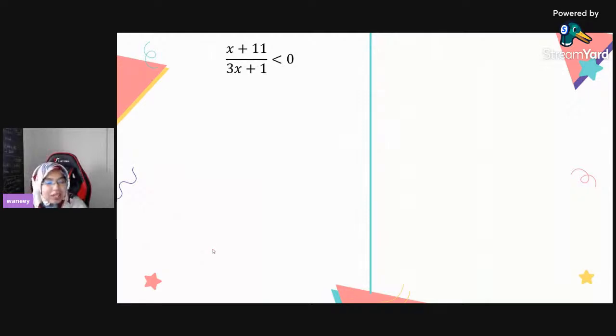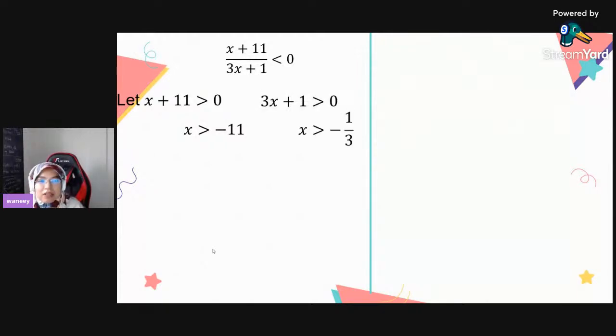So I'm going to let my numerator to be greater than 0. So x plus 11 greater than 0. X will be greater than negative 11. And then take your denominator. 3x plus 1 greater than 0. X will be greater than negative 1 over 3. And then make sure to draw your number line. Be extra careful because you need to make sure what numbers stay on the left and what numbers stay on the right hand side. So yang ni kena hati-hati lah. Biasanya kalau nombor yang negatif memang senang sikit nak salah lah. So extra careful over here. Okay, so now let us draw the line then. So x greater than negative 11 going to the right then.